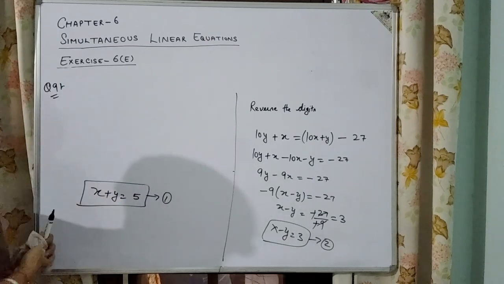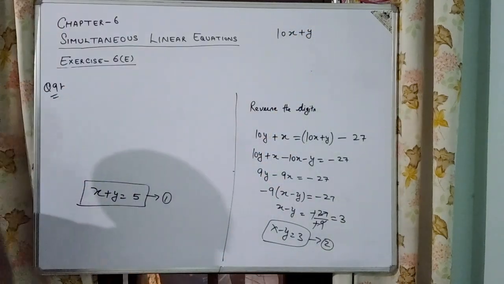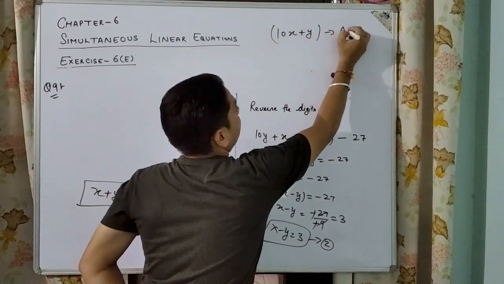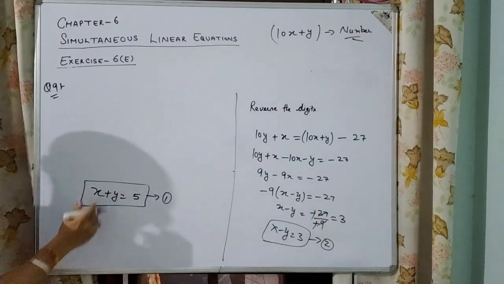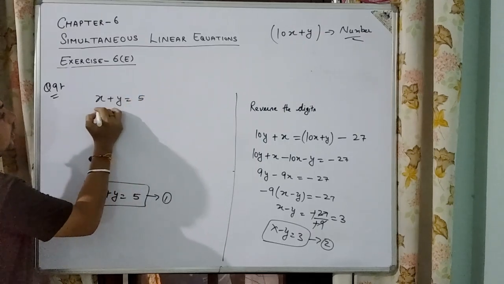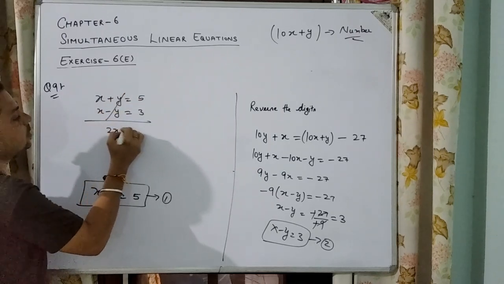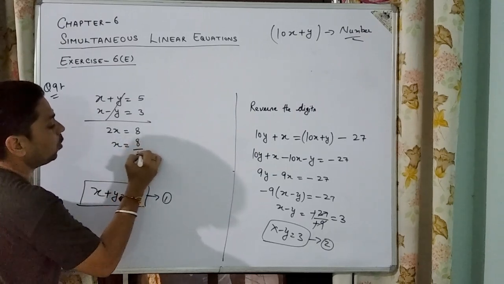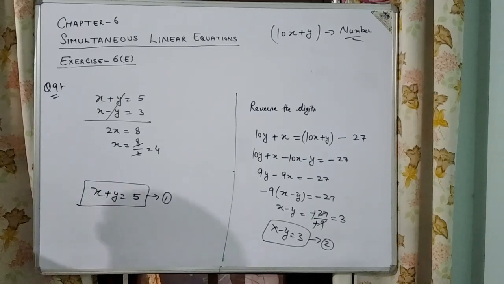We have the number 10x plus y. This is the original number. So solving this, we have x plus y is equal to 5, then x minus y is equal to 3. Solving this, we have 2x is equal to 8. x will be equal to 8 upon 2, that is equal to 4 here. So what is the value of x? x is equal to 4 here.